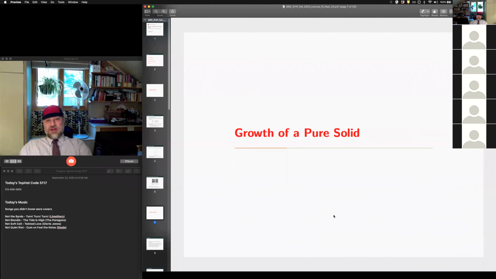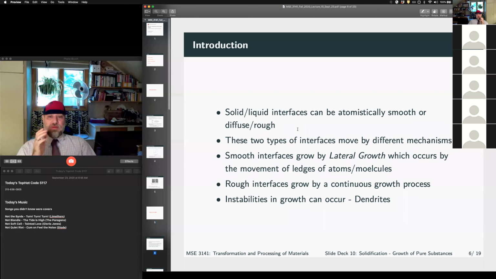Okay, so we talked about nucleation. Now we've got a stable cluster, right? We know a little bit about what the interfacial structure is. Now, how do they grow, right? We already said that these interfaces can be atomistically smooth or diffuse, right? And whether or not we have a smooth interface or a rough interface, we're going to grow or move the interfaces in our system by different mechanisms, right?